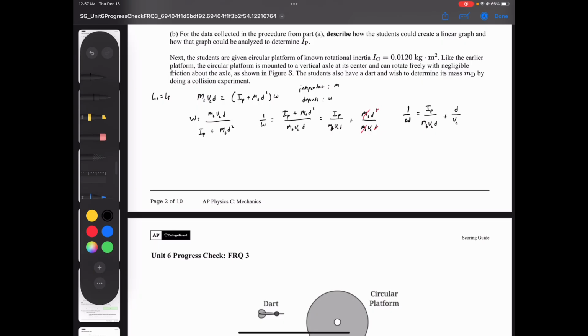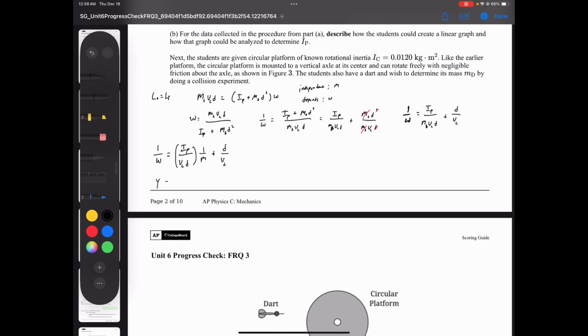All right. So if I want to map this to an equation, I can kind of write it like this. So my mass is my independent variable. So I have 1 over omega is equal to this divided by the launch velocity times d. So all of that times 1 over m plus d over VL. All right, and those are constants.